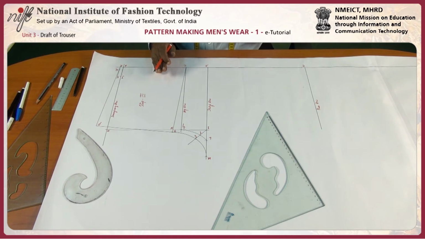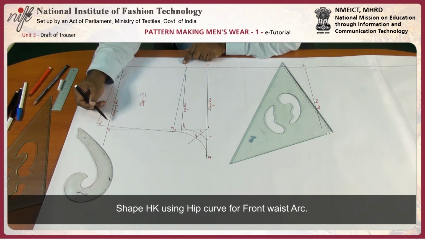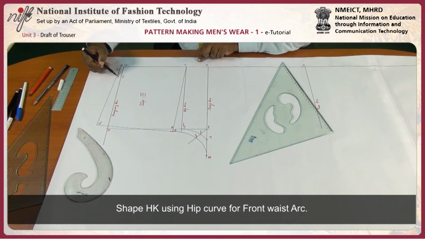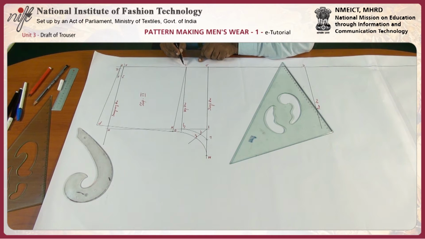A to C 2.5 cm. Shape HK and KC using hip curve for front waist arc and side seam as shown.